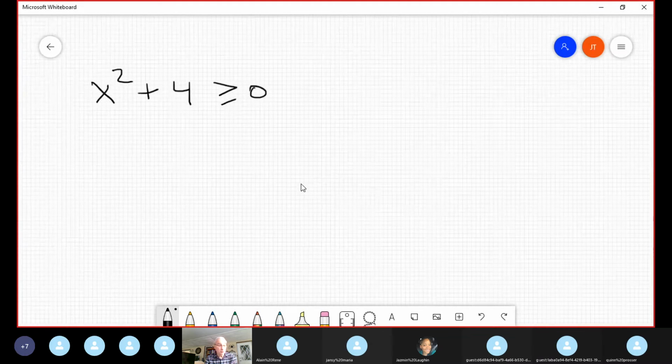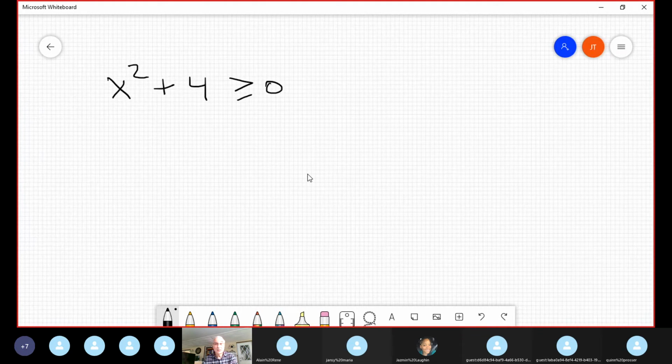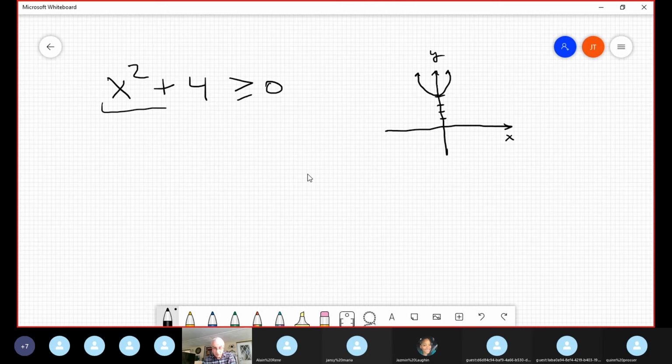Suppose we have one factor like that, and one factor like that. To see it graphically, it is a parabola again, but in this case we have a vertical shift of 4 units up. This parabola crosses 1, 2, 3, and 4. This is the x-axis, this is the y-axis. You see that this parabola is always above the x-axis, so this expression is always positive.